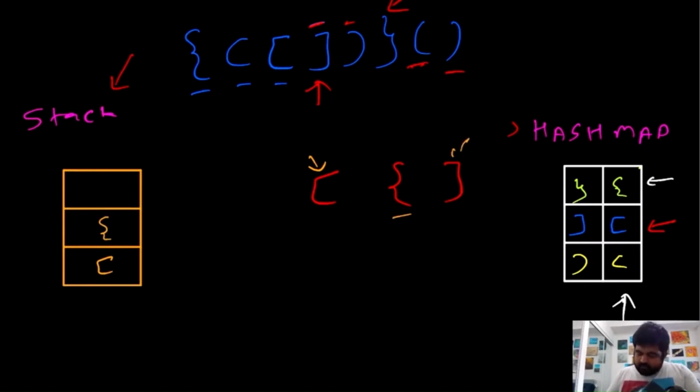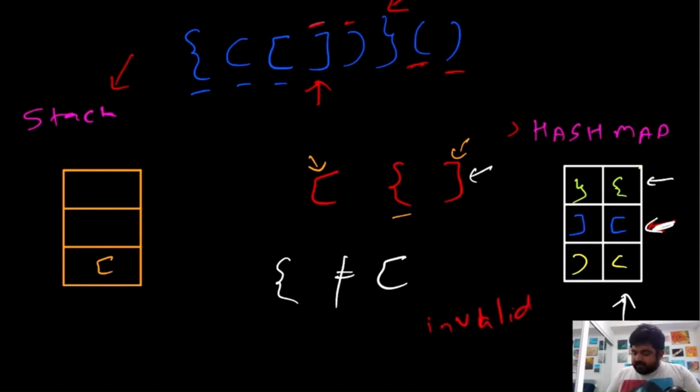Now we encounter a closing bracket. The moment we encounter a closing bracket, we are going to pop out the value from our stack, and the value we popped out is a curly opening bracket. Now for this closing bracket, we have a corresponding value inside our hash map that looks like this one. Now these two are actually not same. So the moment we identify that these two are not same, we can immediately return that this string is invalid and the parentheses are not in correct order. So we are done with this one.